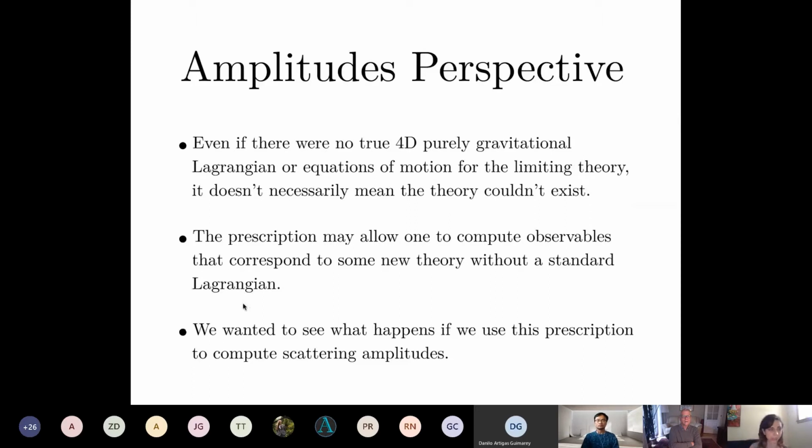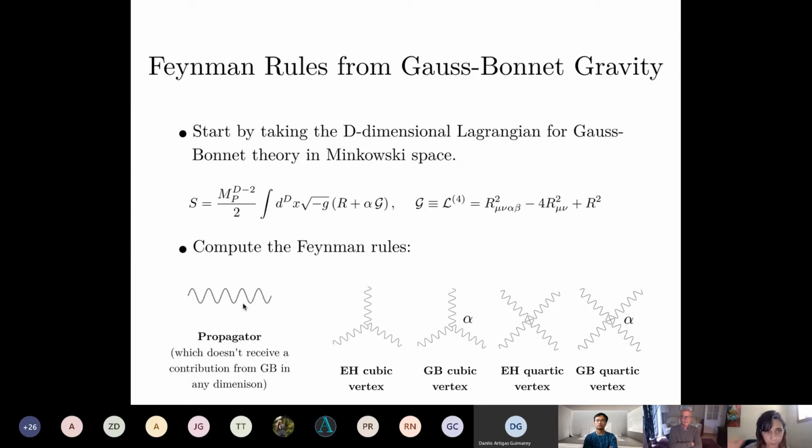There are all these classical solutions being found, black hole solutions, but we wanted to see that if this is happening, we should also be able to see it from an amplitudes perspective. Even if there were no true purely gravitational 4D Lagrangian or equations of motion for this limiting theory, it doesn't necessarily mean it couldn't exist. Maybe this prescription just allows you to compute observables that would correspond to some new theory without a standard Lagrangian. And so we wanted to see what would happen if you try to use this prescription for scattering amplitudes.